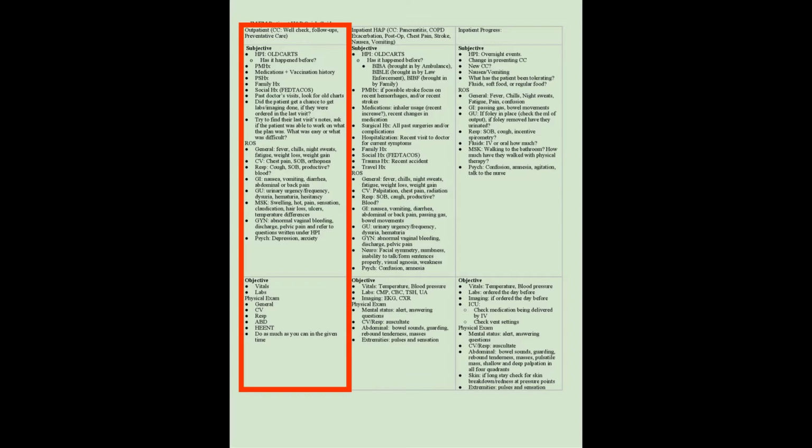For objectives, this is where you want to look at everything, vitals. You want to look for any labs that were ordered in the past, and you want to ask the patient, did you have a chance to get these done?